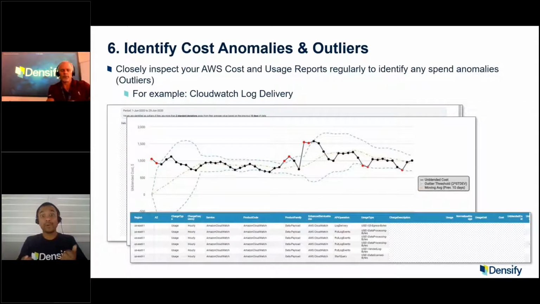We let them know right away, by the way, did you know your cost went up? And keep an eye on these outliers. This is very, very important. Something unique that we do here at Densify. And then the customer was very, very appreciative of what we had identified here overall.